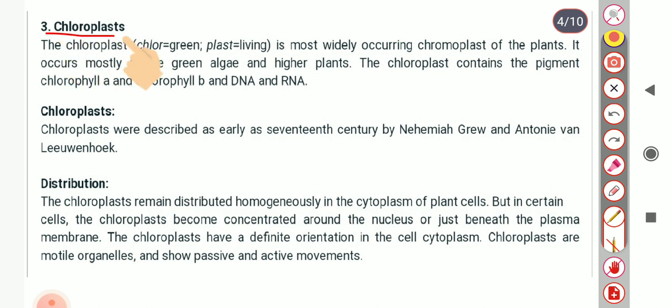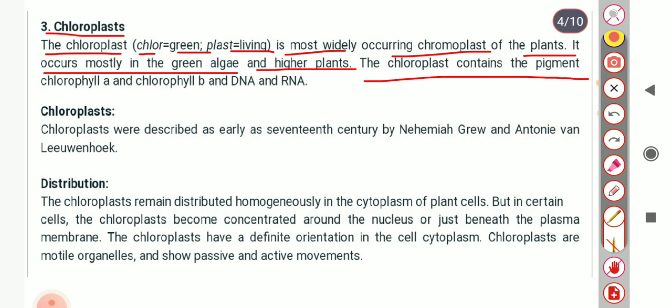Third, chloroplast. The chloroplast, chloro meaning green and plast meaning living, is the most widely occurring chromoplast of the plants. Means chloroplasts are present in large numbers in plants. It occurs mostly in green algae and higher plants. The chloroplast contains the pigments chlorophyll a and chlorophyll b, and DNA and RNA.